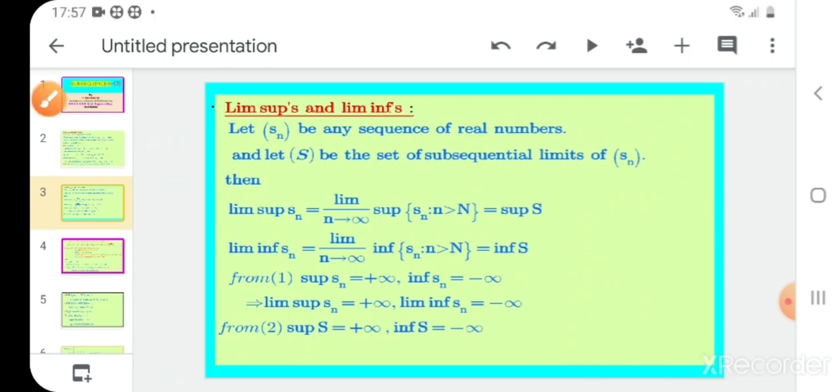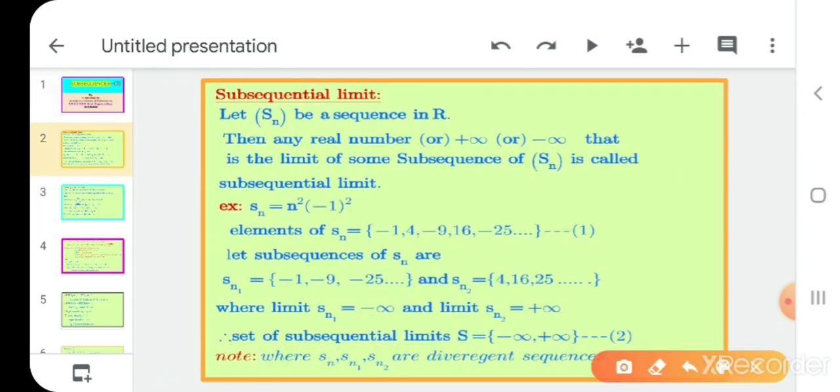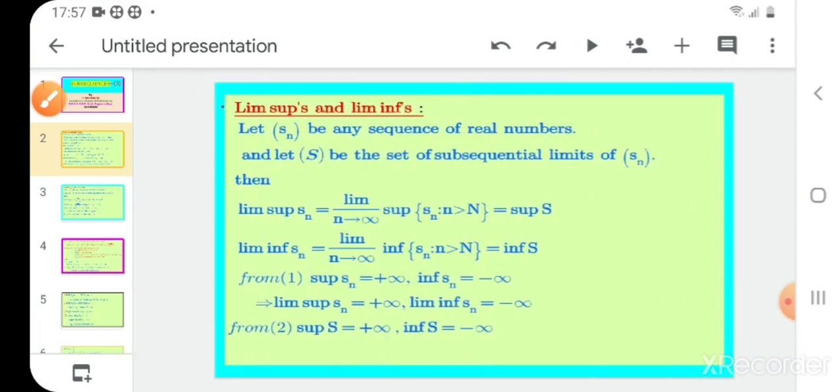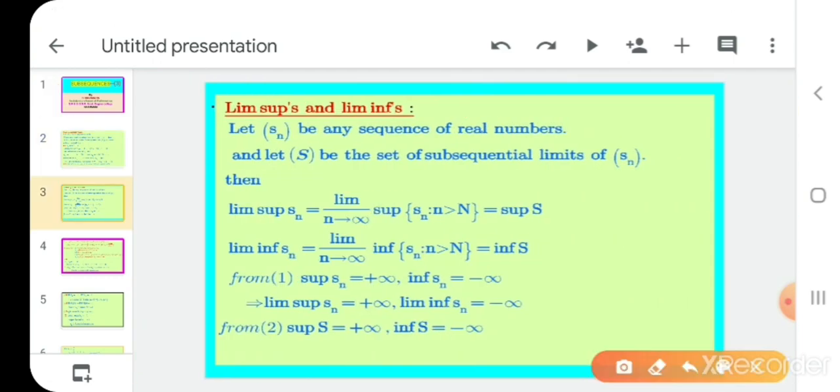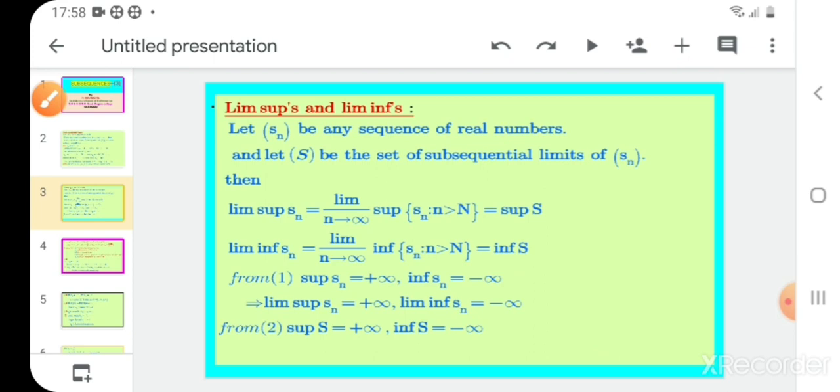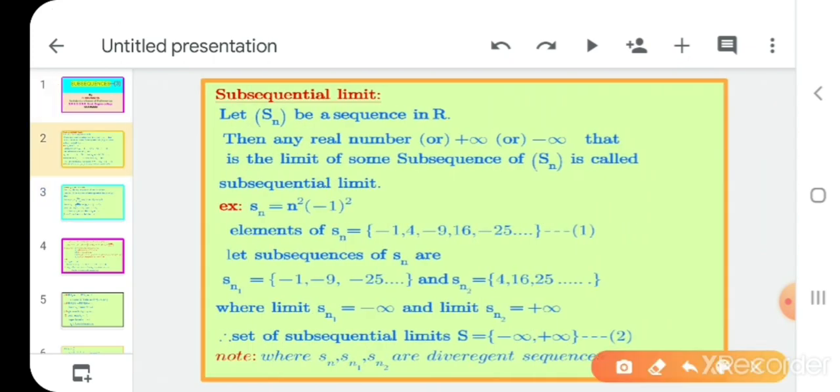Next, from 1, where is 1? These are the elements of Sn. Let this given sequence be 1. From 1, the supremum of Sn equals plus infinity and the infimum of Sn equals minus infinity. I wrote only the supremum and infimum of this sequence Sn.